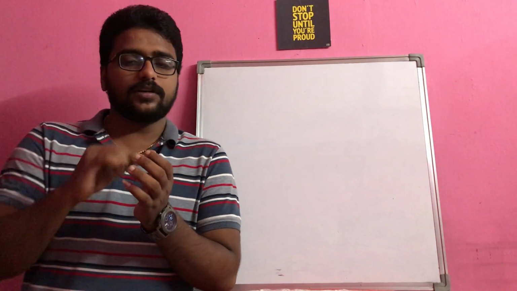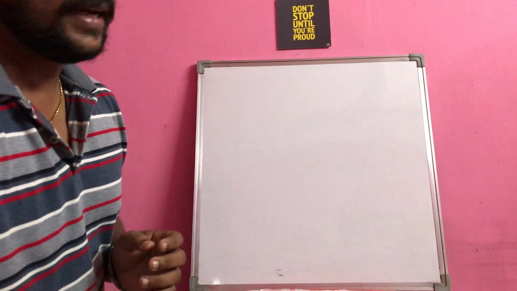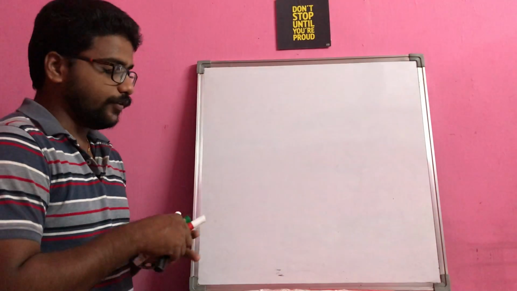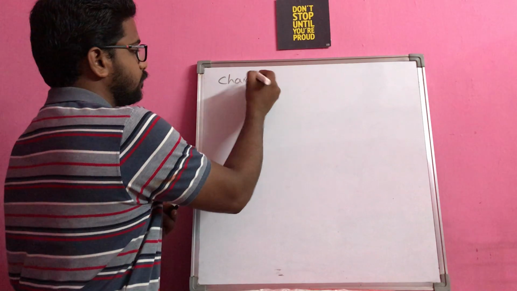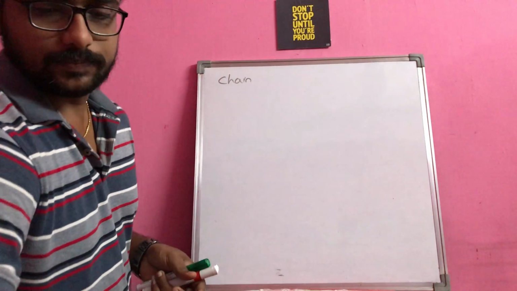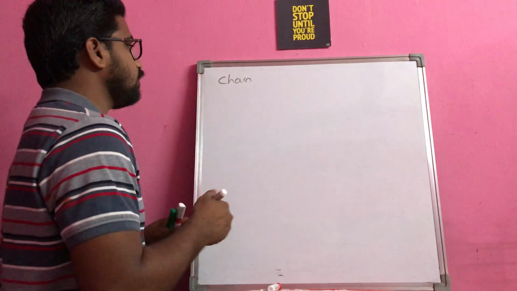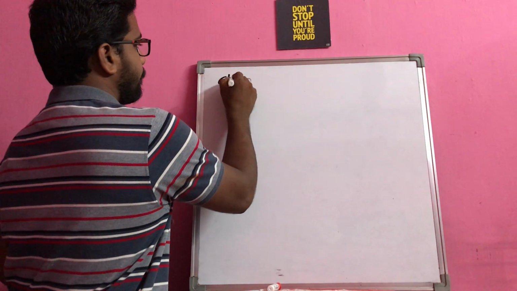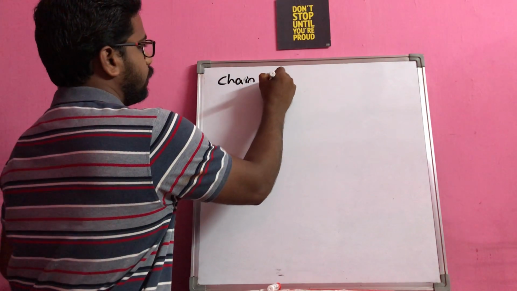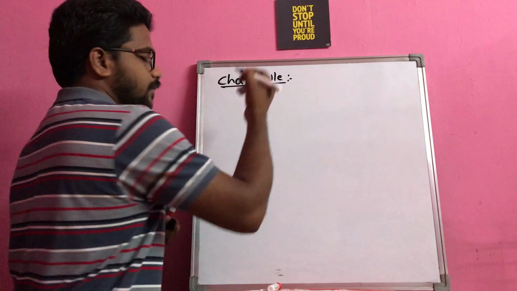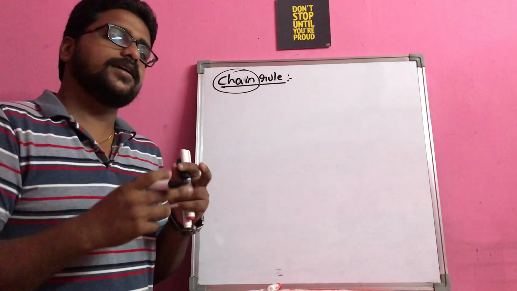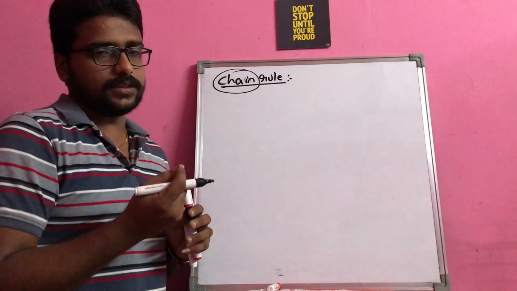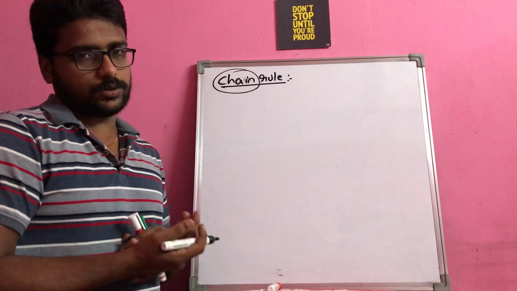You can understand the word chain. The word chain suggests here that if you are having a group of functions, chain rule. So as the name suggests, chain here is indicating that it's not basically a single function. It is a group of functions together.